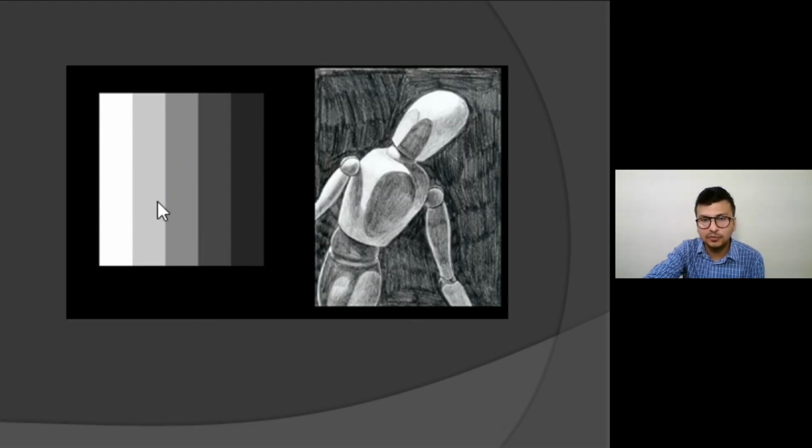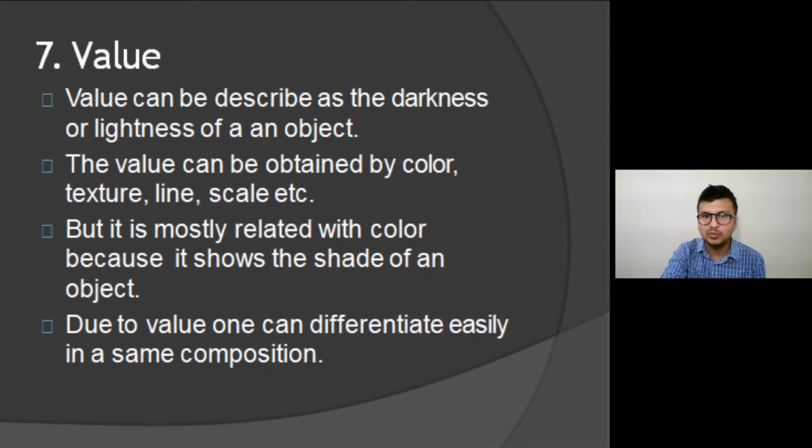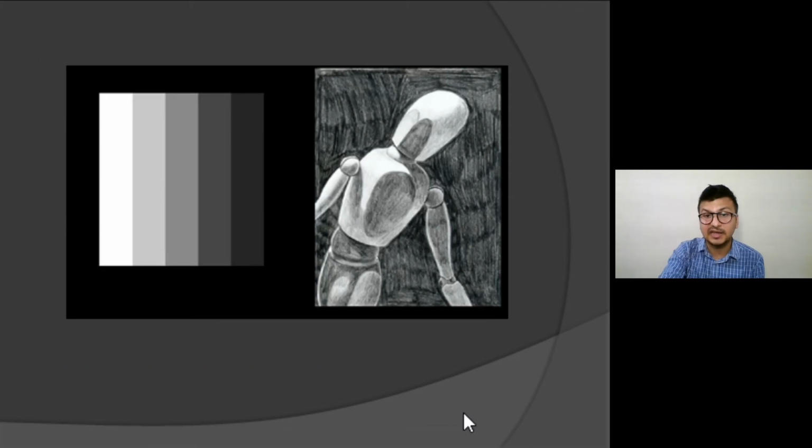Again, we're adding a few percent of black. In the third strip, we're adding a few percent of black color. In the fourth and in the fifth, we're adding a little bit of black color in every step. So in design here also you can see the percentage of darkness changing everywhere. Value can be obtained by color, texture, and line. So here you can see the color, it's black. Texture, it's a rough texture all over here.